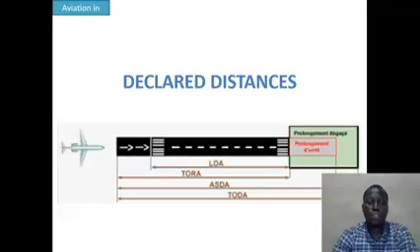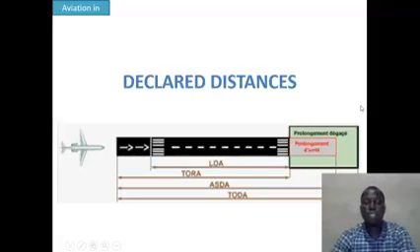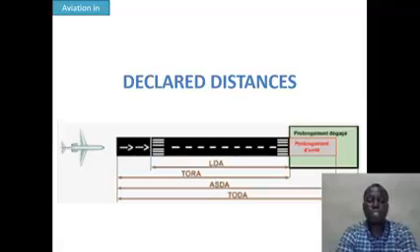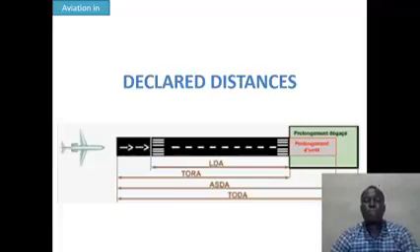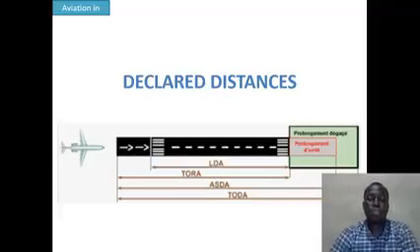Today I would like to talk about the declared distances. These aerodrome data are so important that they are mentioned in the ICAO Annex 14 Volume 1, which states that these distances must be calculated to the nearest meter or foot and published for runways that are intended for use by international commercial air transport.